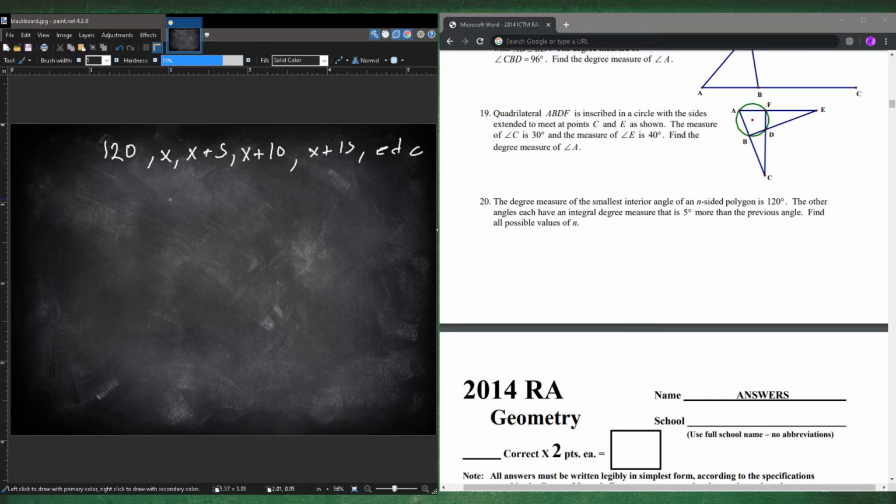What we're gonna do is keep tracking the sum of the angles. If we have only one side, it's just 120. If we have two sides, we have x plus 120. If we have three sides, we add these together, so that's 2x plus 125. If we have four sides, we have 3x plus 135. If we have five angles, we have 4x plus 150, right?